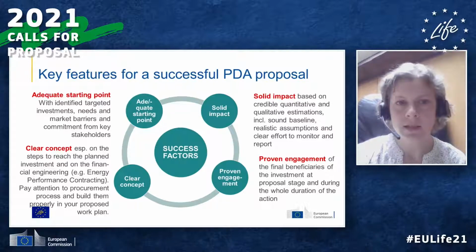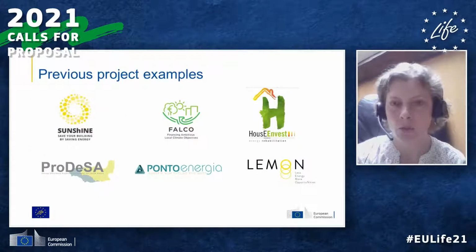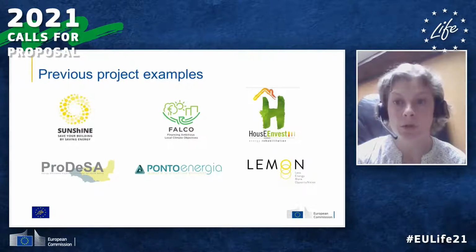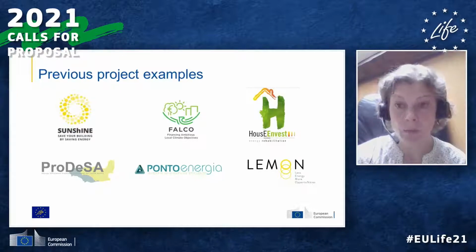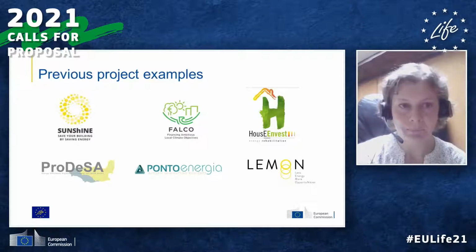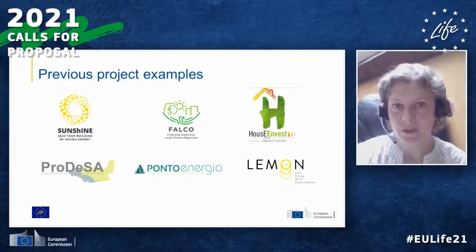And now, as the last point in my session before we close, I would like to give you an idea about previously funded projects. You find here a few names of currently ongoing or already completed projects. In the previous Horizon 2020 program, there were 50 projects funded in total. The ones that I selected for today are Sunshine, Falco, House Invest, Prodesa, Bundle Up, and Lemon. And you find the link to Cordis at the very bottom of this slide.